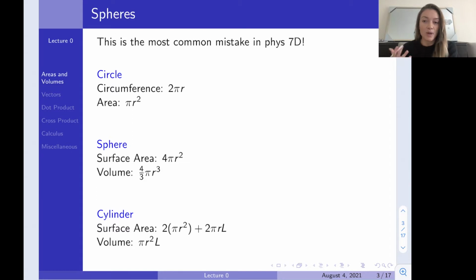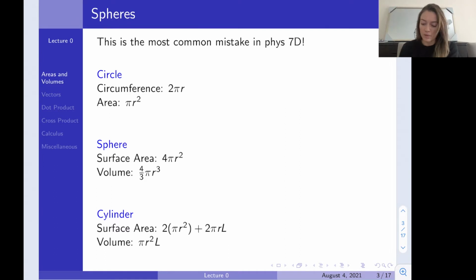Those are things that you absolutely have to know, whether you're a physics major or a math major or an engineering major. You absolutely need to know the formulas for the circumference and area of a circle and sphere. So the circumference of a circle is 2 pi r, the area is pi r squared. Again, when we do Gauss's law, the number one most common mistake is switching these two things. So please make sure you memorize circumference and area.